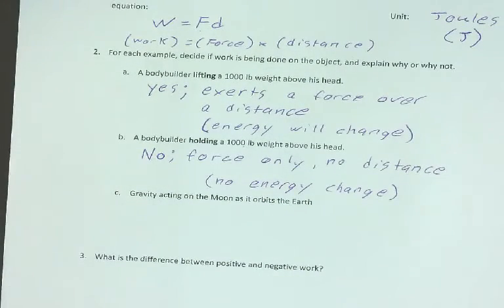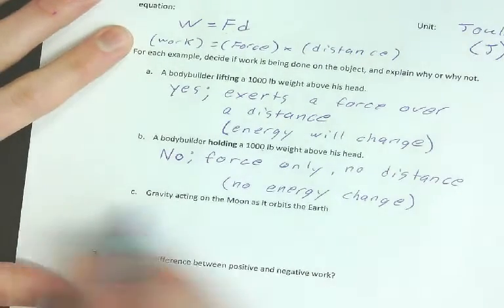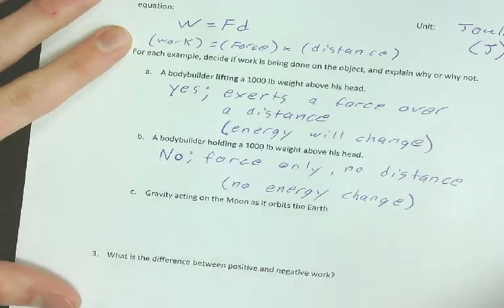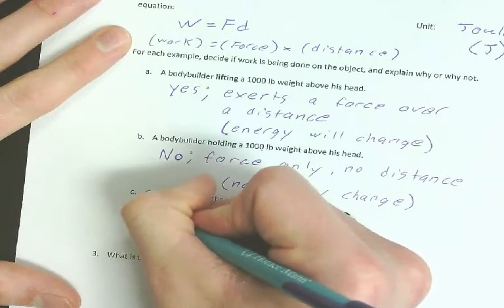All right, I want you to check your answer for C because C was super tricky. And to be honest, we haven't talked about it quite yet, so there's a good chance that the reasoning you wouldn't have known. Okay? So I'll tell you what it is. Gravity acting on the moon as it orbits the Earth, is that doing work? The answer is no.